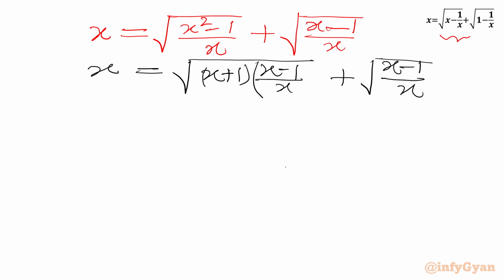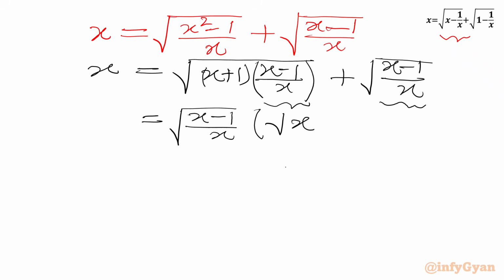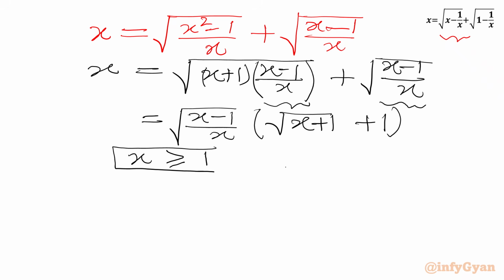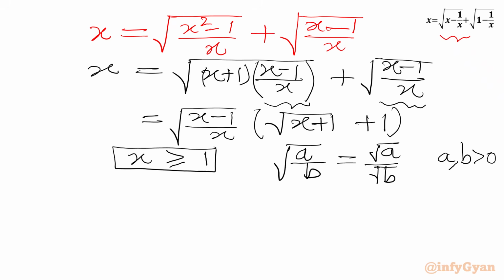Now we can take square root of (x minus 1)/x common out. So we will write here square root of (x minus 1)/x. In the other bracket we'll write square root of (x plus 1) plus 1. Now our domain is x greater than or equal to 1. We know that square root of a over b can be written as square root a over square root b when a and b are positive numbers.